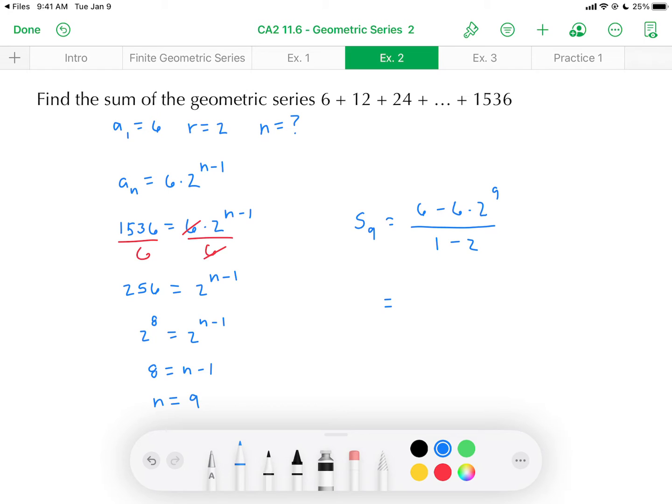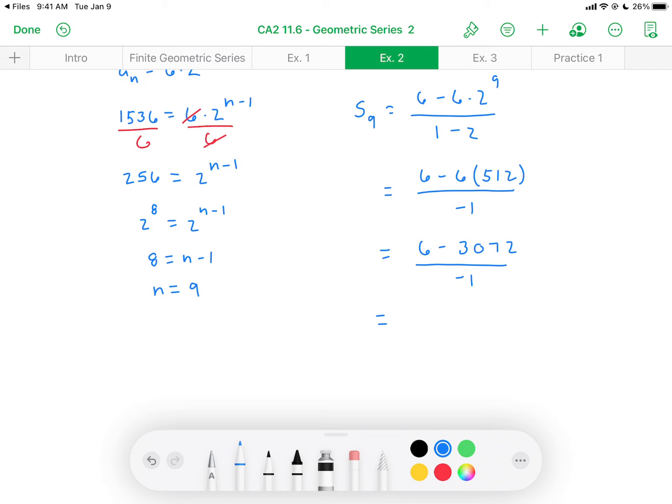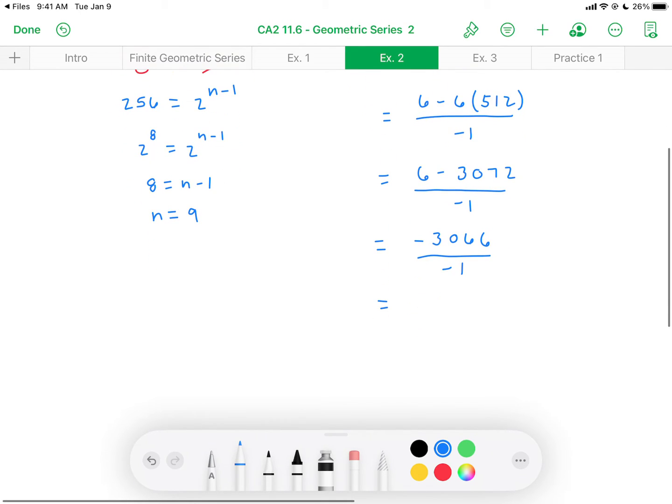All right, so what is 2 to the 9th power? 512. Of course, 1 minus 2 is negative 1. How about 6 times 512? 3,072. 6 minus 3,072 is negative 3,066. And then, of course, that is going to turn positive.